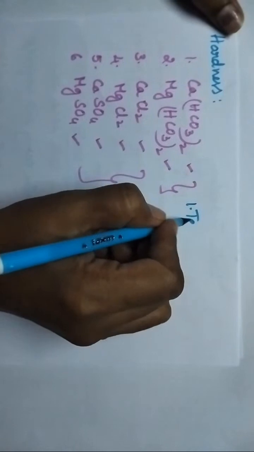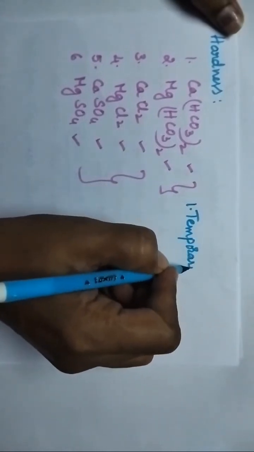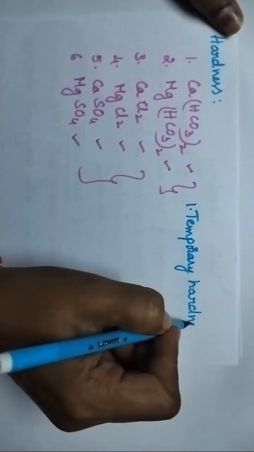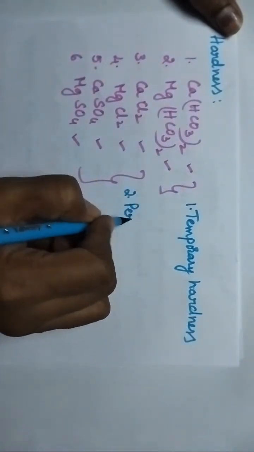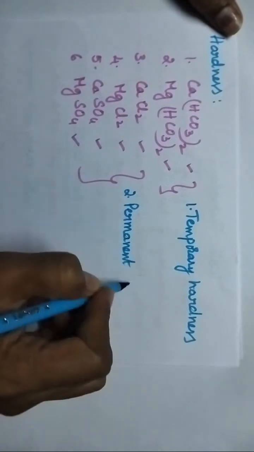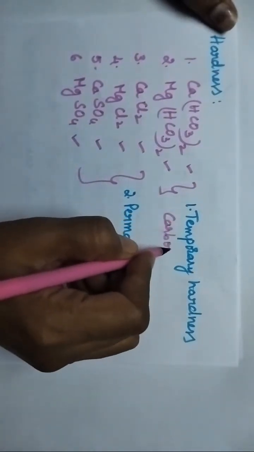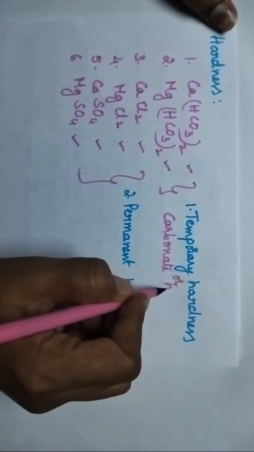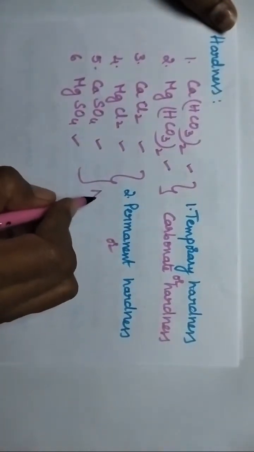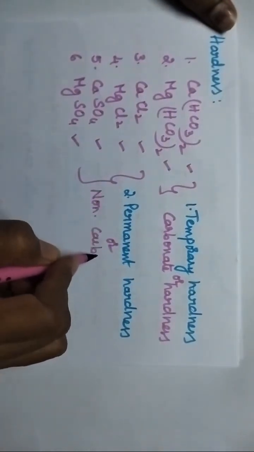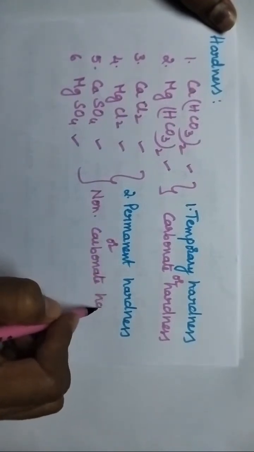Again hardness can be classified into 2 types, namely temporary hardness and permanent hardness. Temporary hardness is also known as carbonate hardness, whereas permanent hardness is known as non-carbonate hardness.